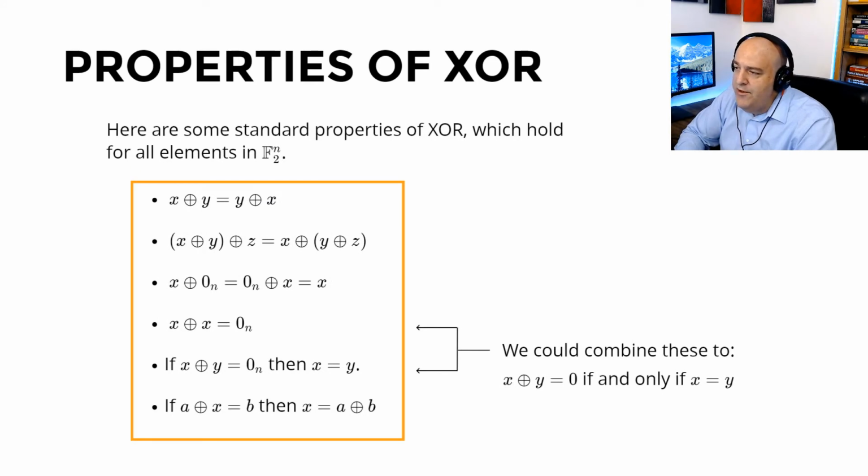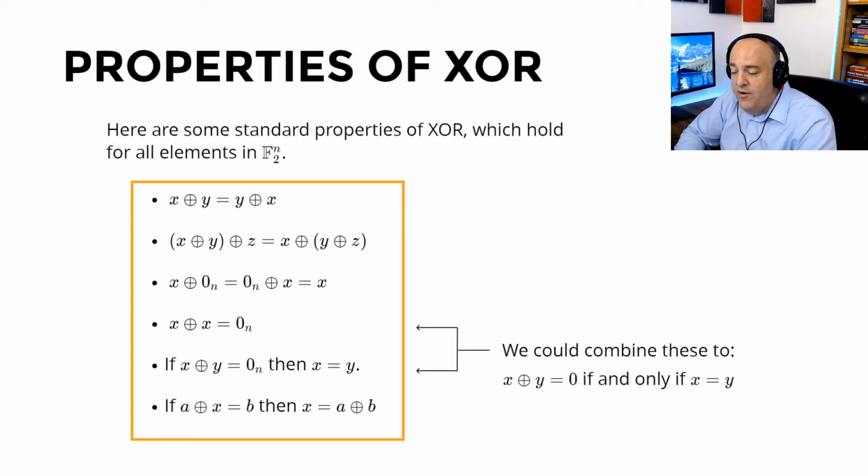Now the properties of XOR, let's just review some of those. These are standard properties, and they hold for all elements of F2^n. So x XOR y is the same as y XOR x. That's commutativity. The next one is associativity. The next one is the statement that 0 is the additive identity: x plus 0 equals 0 plus x equals x. And then we have x plus x is 0. That's an important result. If you add x to itself, you get 0. And that kind of means x is its own inverse.